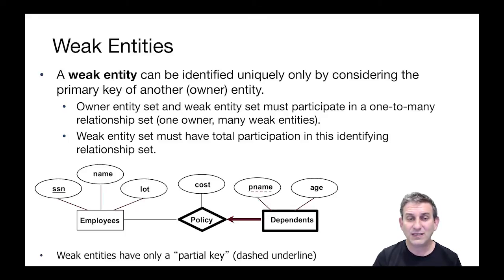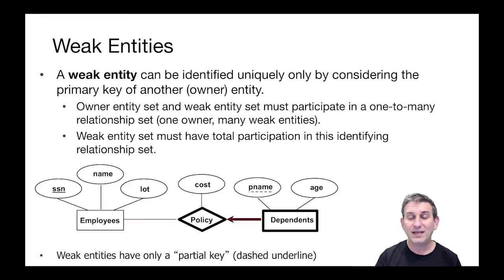They only have partial keys. So for example, P-name here might be the name of the person on the policy. So suppose you have a kid and the kid's name is Robot. Well, there may be many kids named Robot in the dependent set because it's a popular name for kids. And so the way we'll distinguish your Robot is you are the Robot P-name that is associated with your social security number. So a dependent named Robot all by themselves is not well distinguished.